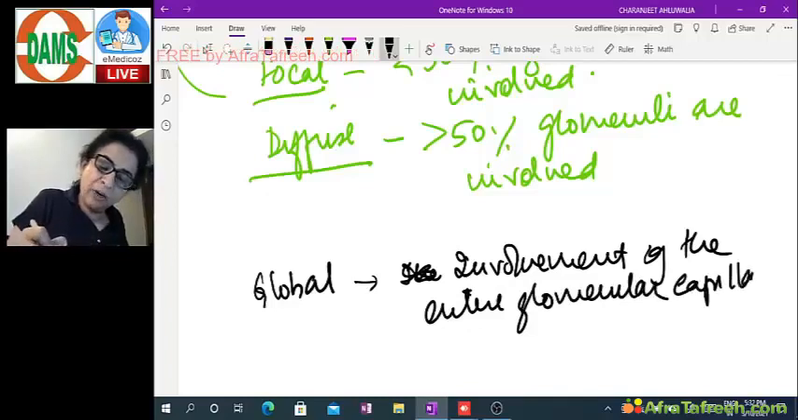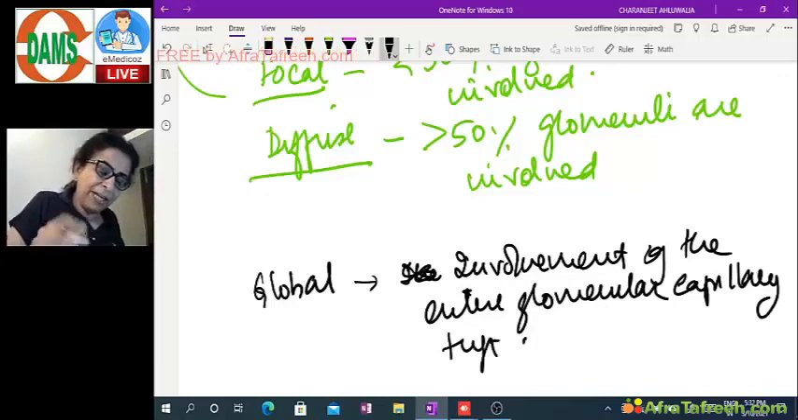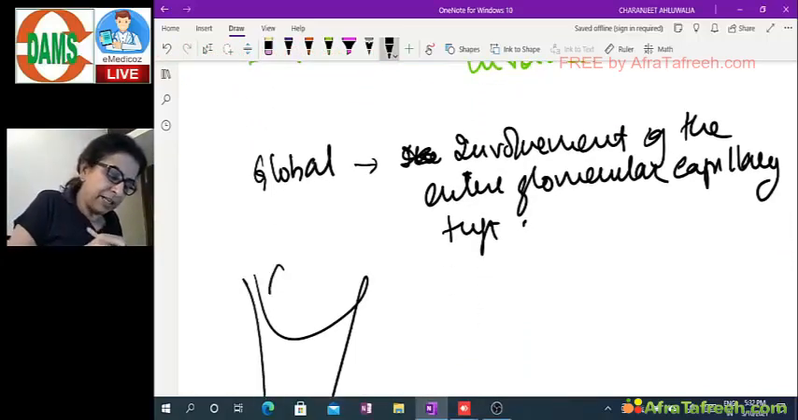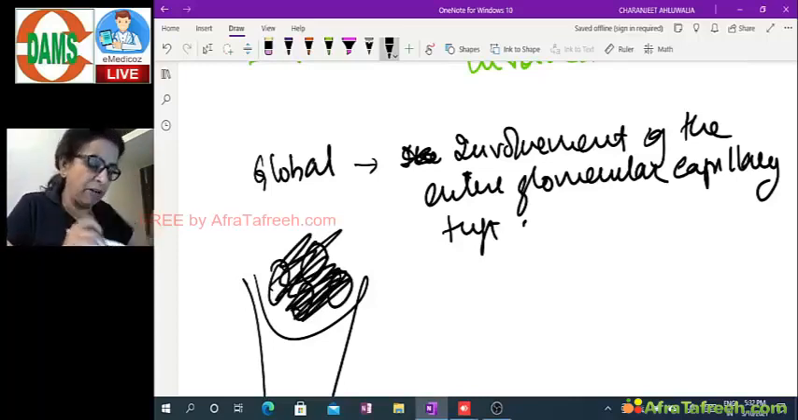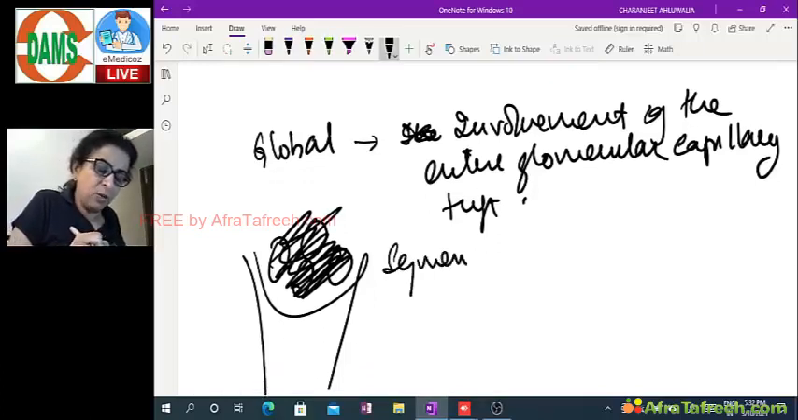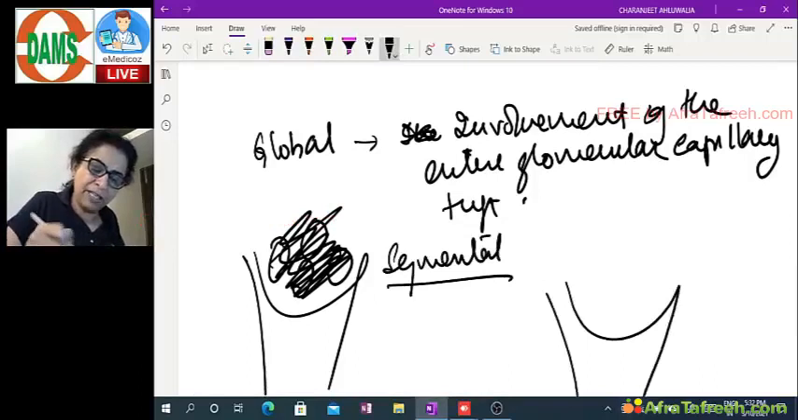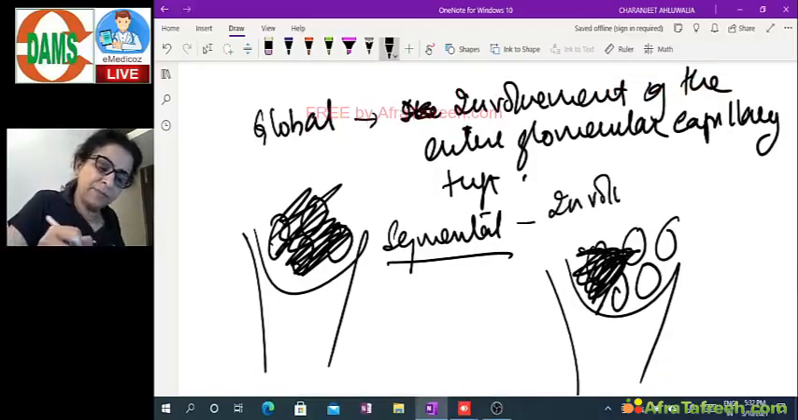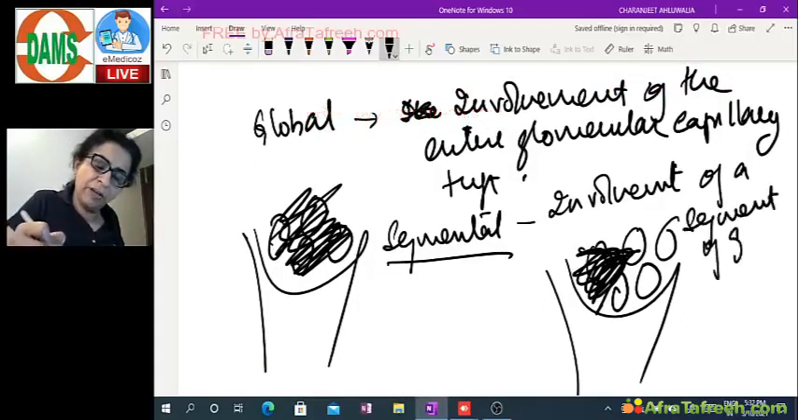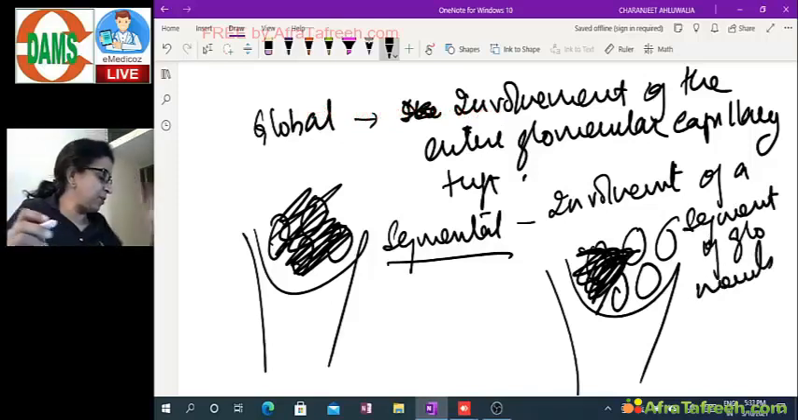So look at one glomerulus, the capillary tuft, the complete tuft. If this is the glomerulus, these are the capillaries. Global disease means it is involving all of them. Global and segmental refer to one glomerulus. Global means the entire glomerular capillary tuft is involved, and segmental means only a segment of the tuft. So if these are the glomeruli, only this much is involved, and the rest of the glomerulus is spared. So segmental is involvement of a segment of the glomerulus by the disease.